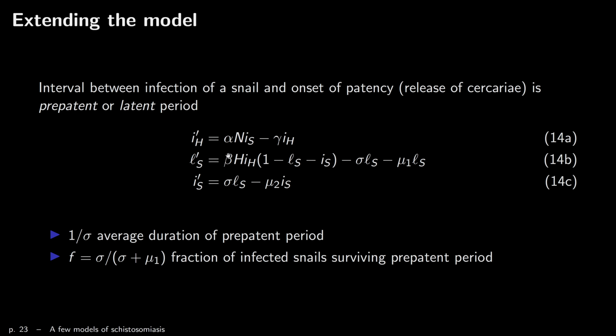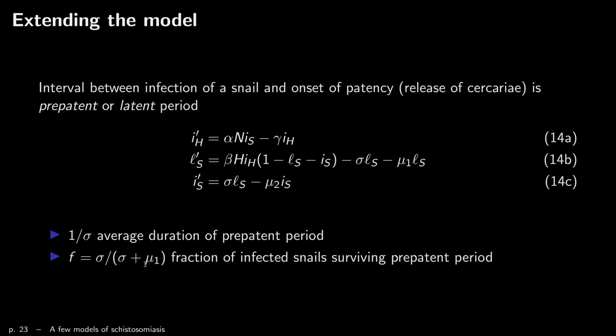So the same number as I had before, but now there's a rate of movement from LS into IS. Okay, so 1 over sigma is therefore the duration, the average duration of a pre-patent period, and there's a depth of Cercariae, a depth of snails here. The rest is the same. And so if you compute, for example, this here is the fraction of infected snails that survive the pre-patent period.